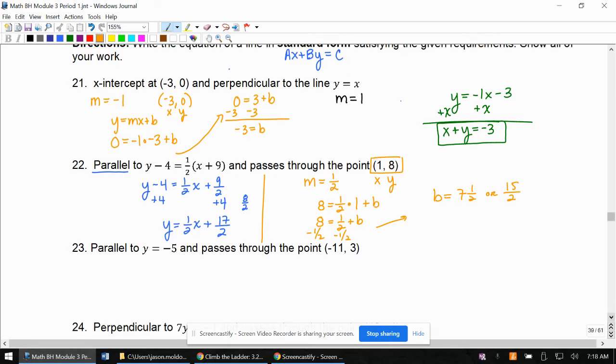And now I have my b. Next, I'm going to write this as slope-intercept, which is y equals 1/2 x plus 15 halves. And I'm going to do the work to convert this into standard. I'm going to move the x's to the same side, or excuse me, the x and the y to the same side.